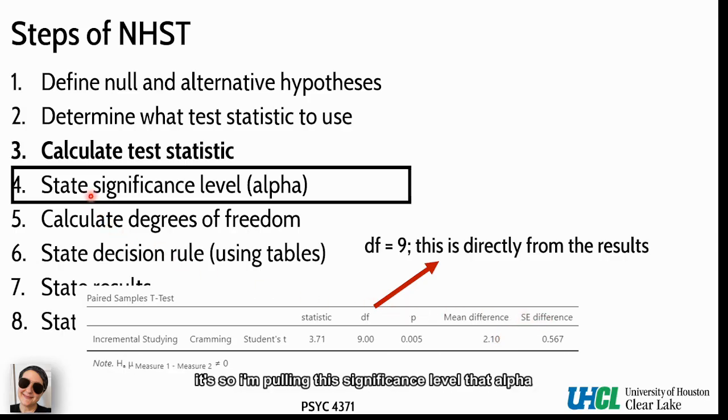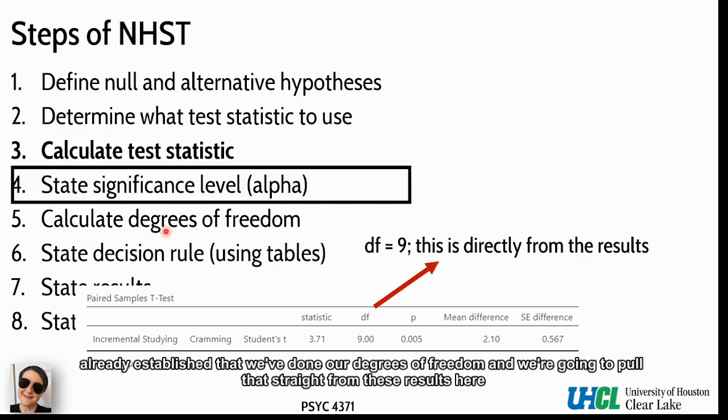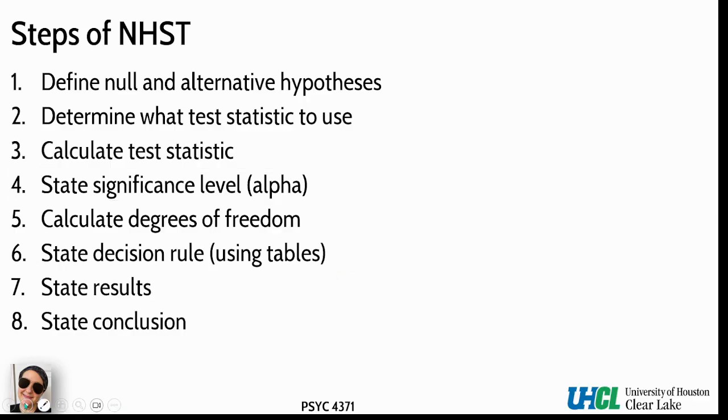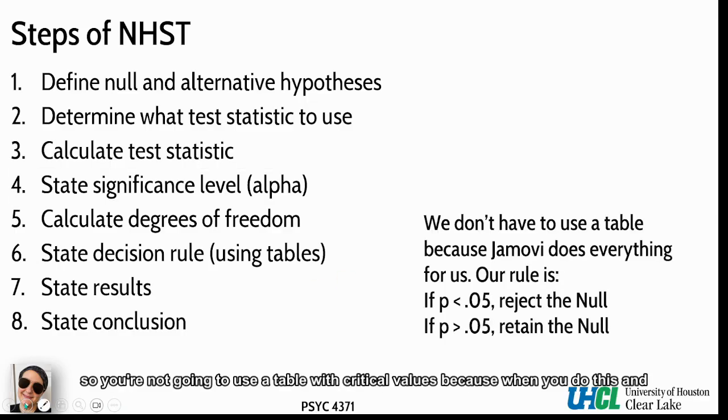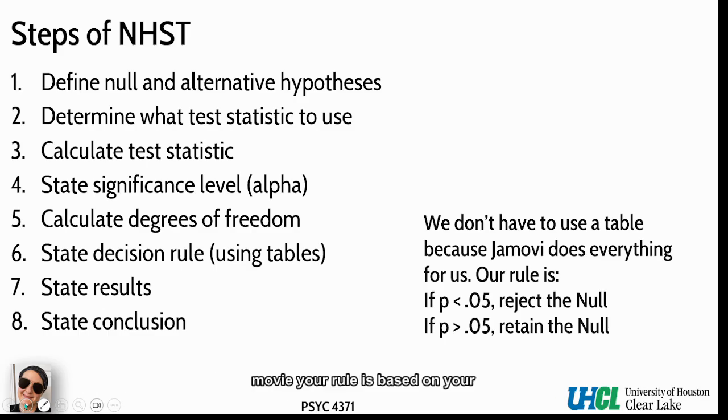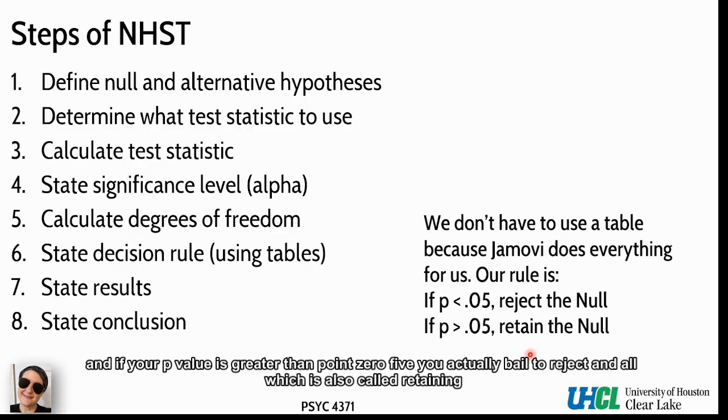So I'm pulling this significance level, that alpha. I've already established that. We've done our degrees of freedom, and we're going to pull that straight from these results here. Okay. So you're not going to use a table with critical values, because when you do this in Jamovi, your rule is based on your p-value. If your p-value is less than 0.05, you reject the null. And if your p-value is greater than 0.05, you actually fail to reject the null, which is also called retaining.